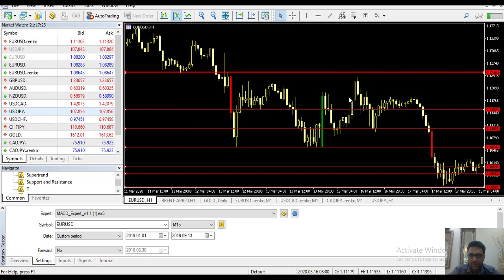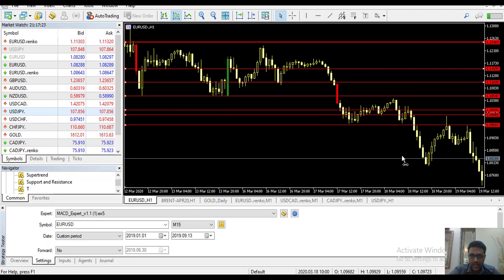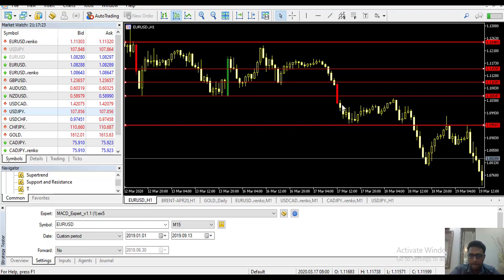And up above, you can ride your profits. Then again, a resistance came down, came back to this point, almost there. But when it comes to this rectangle, this area, it will give a reaction. Let me just clear this out a bit. This area, you can see.